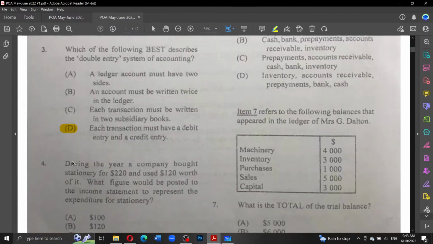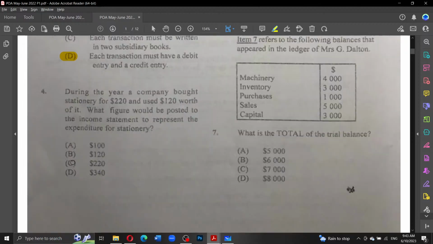During the year, a company bought stationery for $220 and used $120 worth of it. What figure would be posted to the income statement to represent the expenditure for stationery? So $120 of the amount was used. Following the accrual concept which we use to prepare financial statements, the answer will be $120.